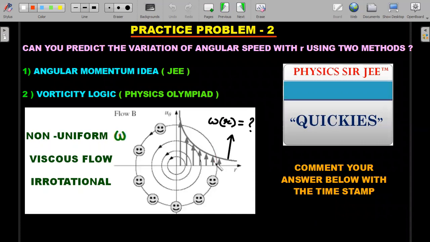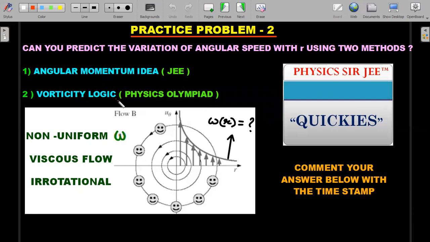So I've taken up the 4 examples, right? And in one of them, the smiley ball was not rotating. I said this is actually a non-uniform omega and viscous flow, but irrotational. And I asked you what is the value of omega versus r. Can you predict the variation of this angular speed with r using 2 methods? One is the JEE idea, and I'm giving a hint, it involves the angular momentum logic.